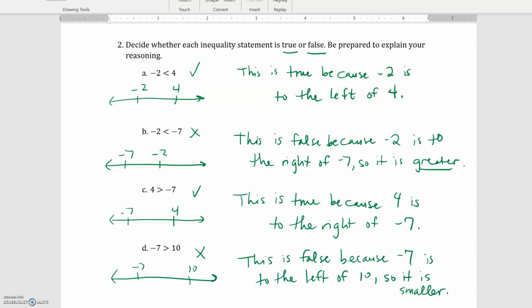Here are the answers to B, C, and D. B should be false because -2 is to the right of -7, so it is greater. C is true because 4 is to the right of -7, which makes sense. And then D is false because -7 is to the left of 10, so it is smaller.